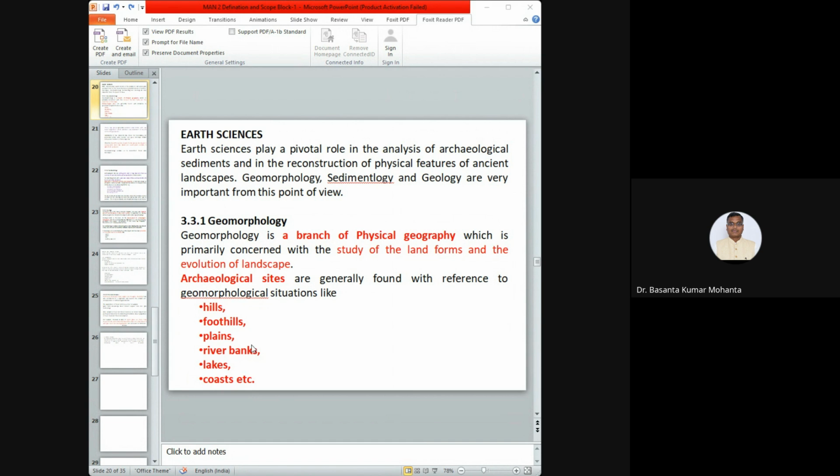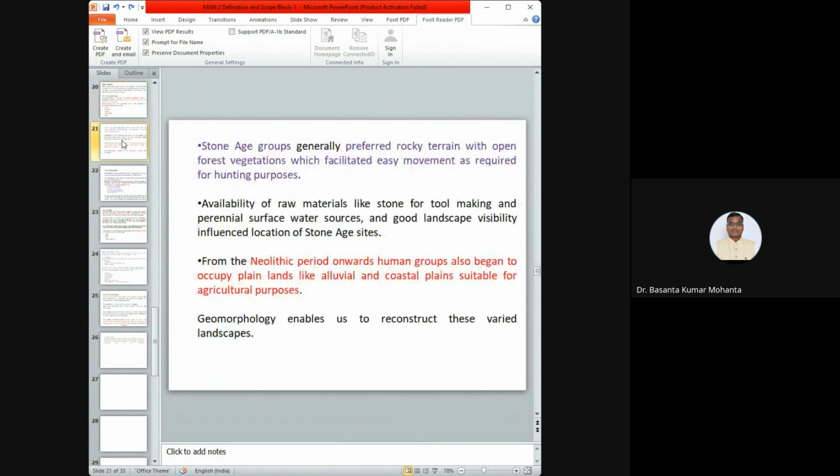So the study of geomorphology helps us to know the geomorphological location of archaeological sites and their relationship in the cultural development. Similarly, if we see the Neolithic people, they started a hunting gathering economy along with domestication of plants and animals. So hunting gathering was continuing from the Paleolithic time, but they introduced agriculture or the domestication of plants.